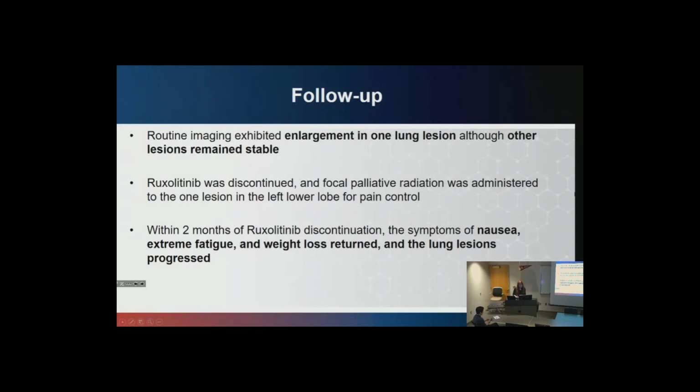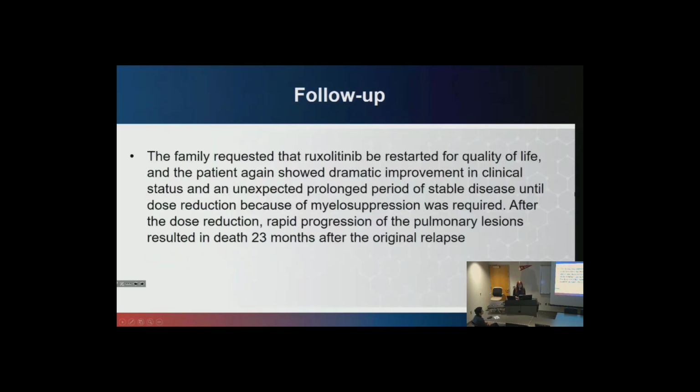On follow-up, and I'm not sure after how long, they did some routine imaging as part of the follow-up for this patient. And this patient had enlargement in one lung lesion, although other lung lesions remained stable. Now, ruxolitinib was discontinued, and focal palliative radiation was administered to one lesion in the left lower lobe for pain control. Within 2 months of stoppage of this drug, the symptoms of nausea, extreme fatigue, and weight loss returned, and the lung lesions progressed.